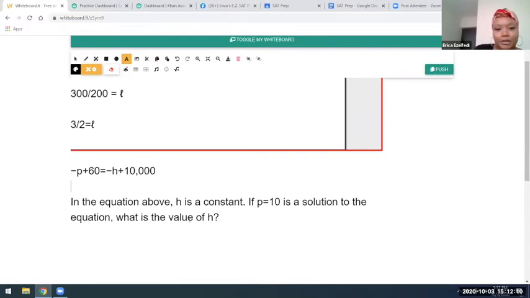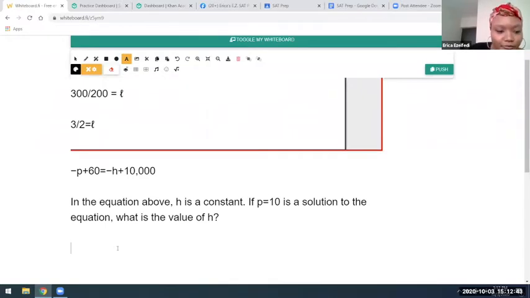So if H is a constant, a constant means that it's a regular number that doesn't change. If P equals 10 is a solution to the equation, what is the value of H? So what do we do here?